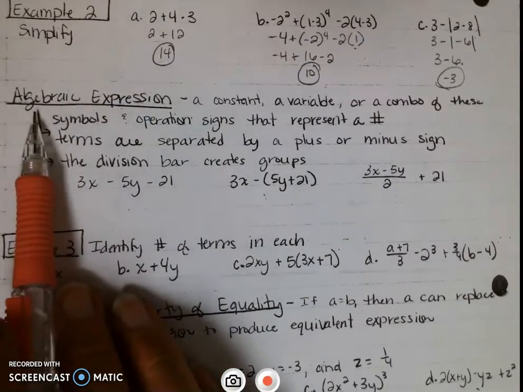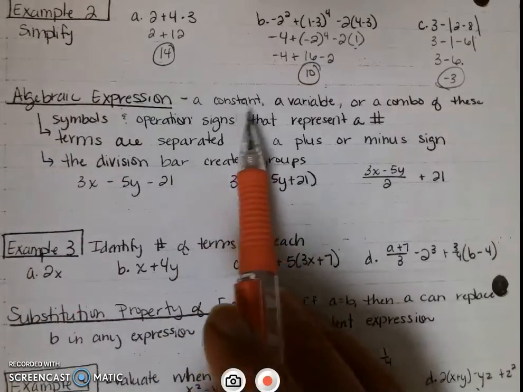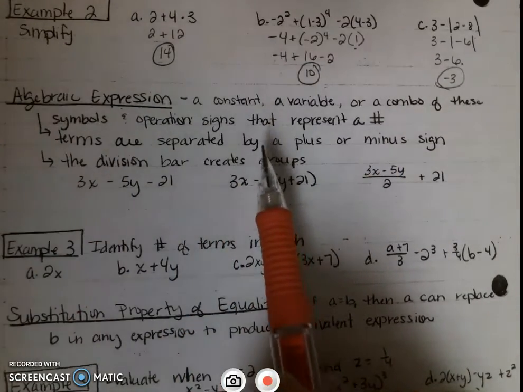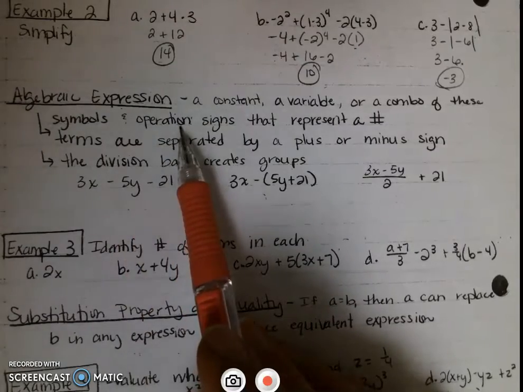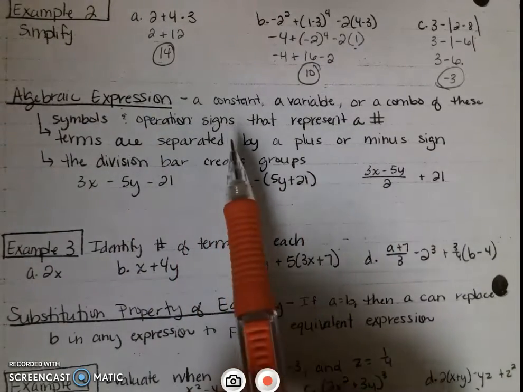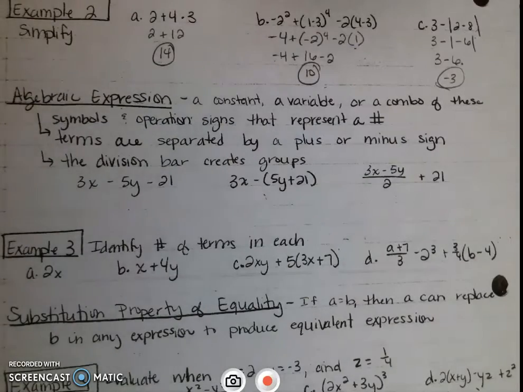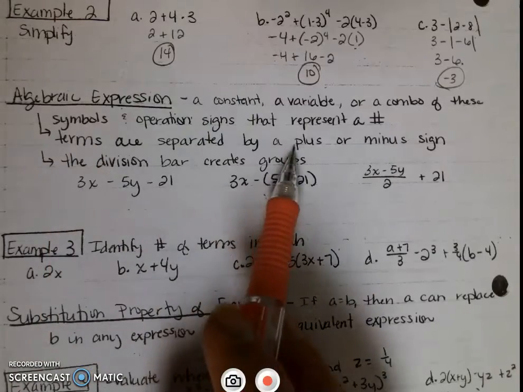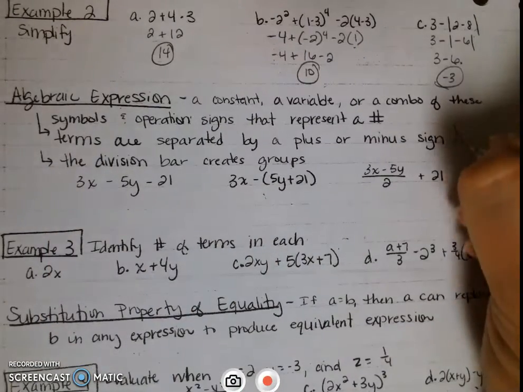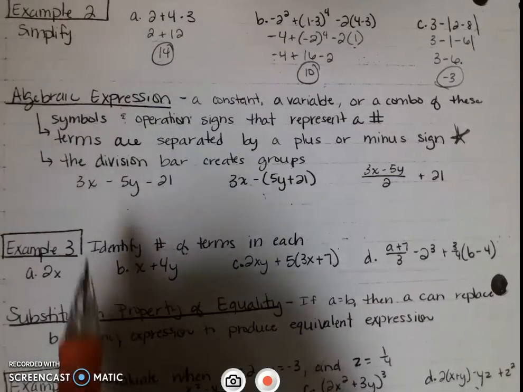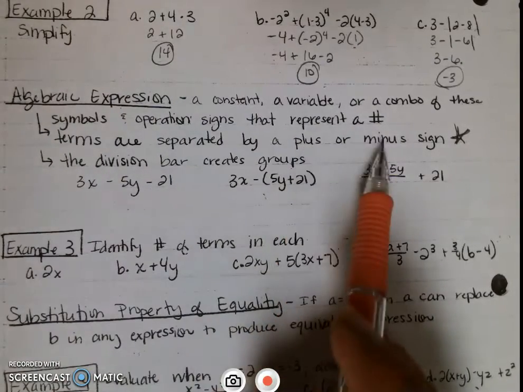Okay, next up, we're going to look at algebraic expressions. It's a constant, a variable, or a combination of those, so constants and variables, or symbols and operations, and signs that represent a number. So operation signs. So it's all those things, constant, a variable, symbols, operation, any of those things that represent a number. The terms are separated by a plus or a minus sign. This is a big one, okay? That's the only way we get a term, is if it's separated by a plus or a minus sign.